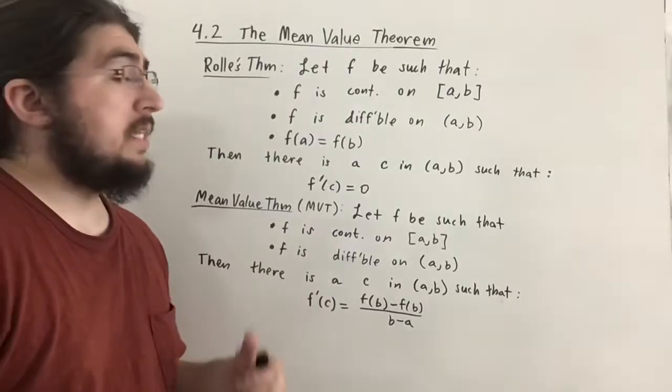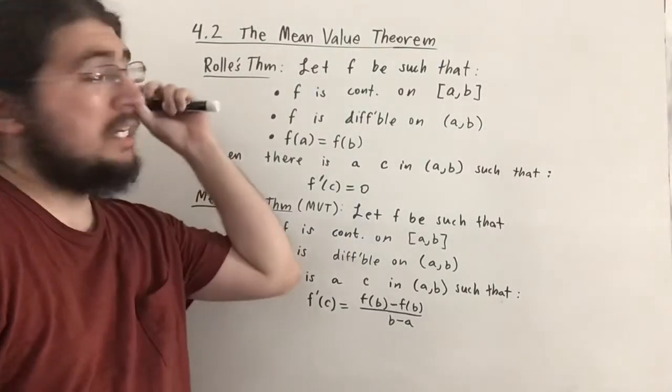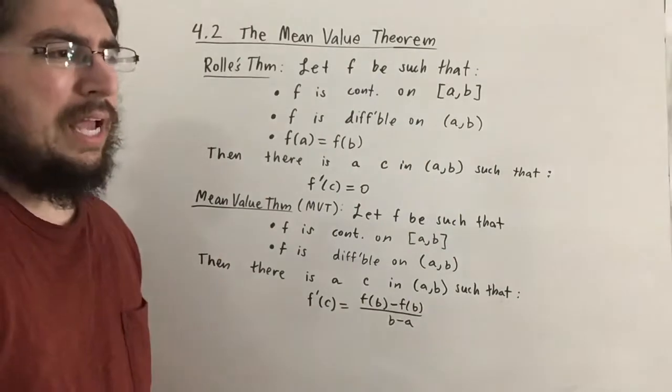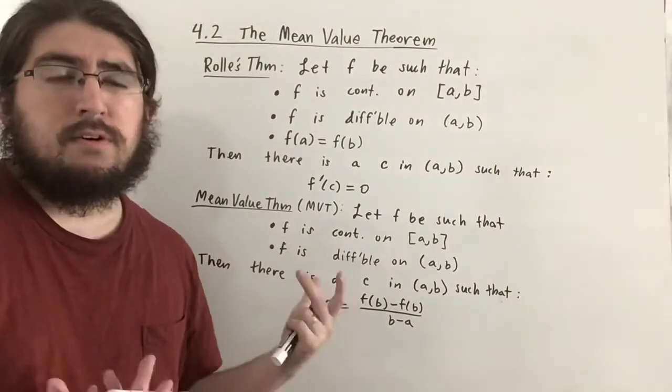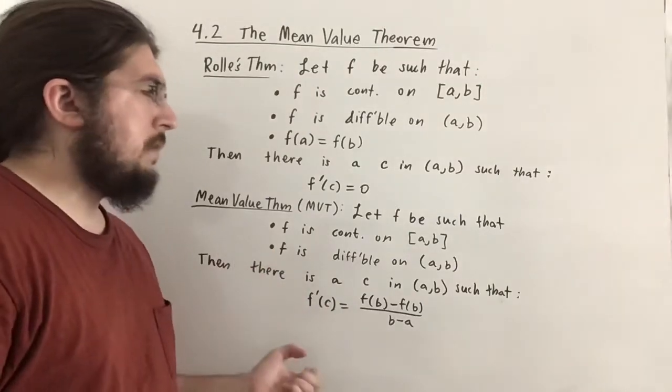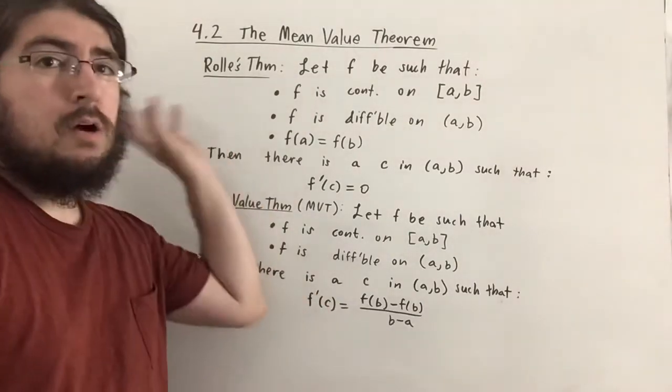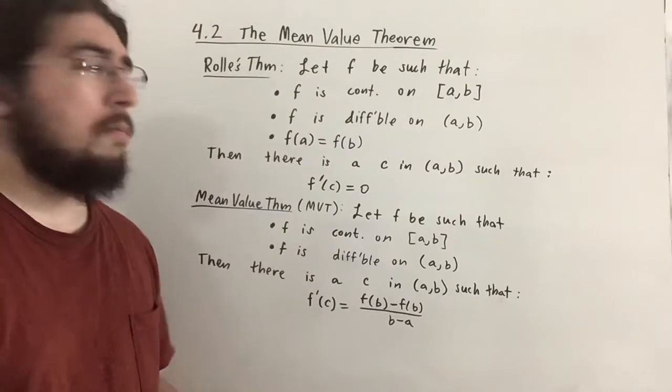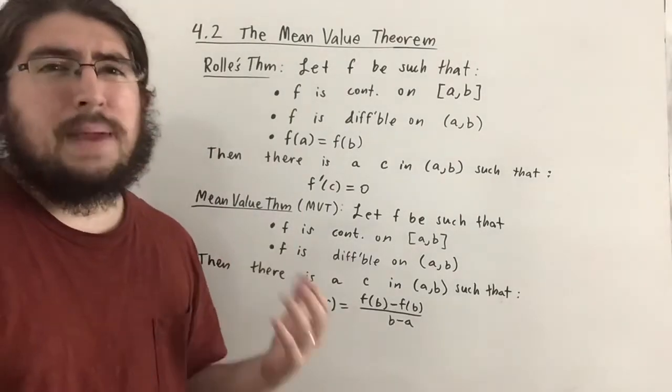Hello everyone, here we'll be discussing chapter 4.2, which is a discussion on the mean value theorem. And there are not really too many theorems in this section. There are some consequences I guess we could possibly talk about, but the main two theorems are Rolle's theorem and the mean value theorem, or MVT for short. And they're basically the same theorem.